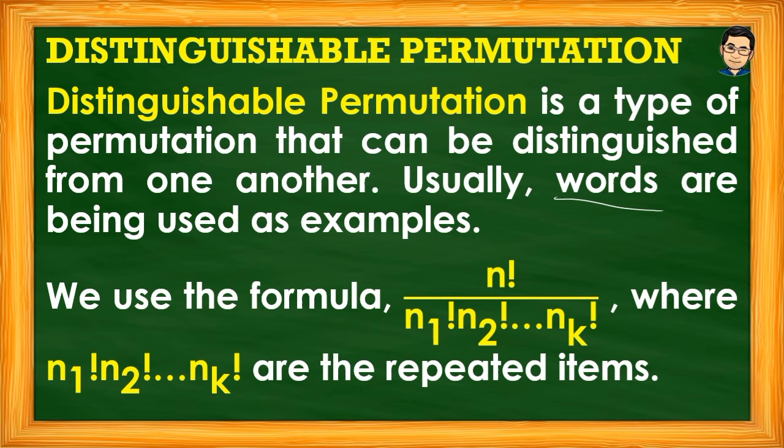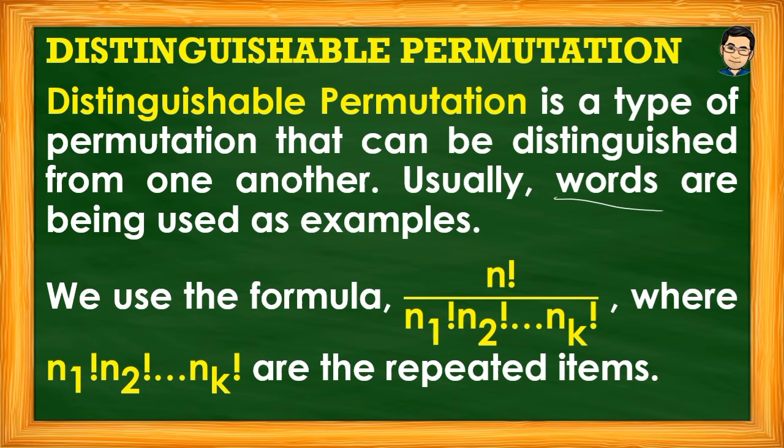So, we use the formula, n factorial all over n sub 1 factorial times n sub 2 factorial up to n sub k factorial, where n sub 1 factorial times n sub 2 factorial up to n sub k factorial are the repeated items. Okay, so diba meron po tayong mga words na may mga repeating letters. Meron din namang hindi. Okay.